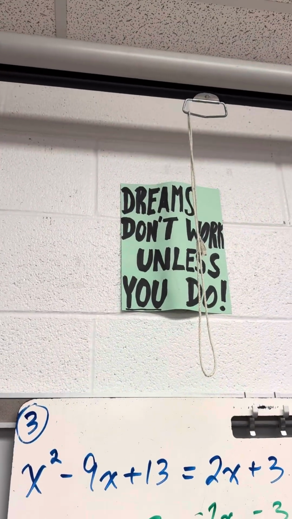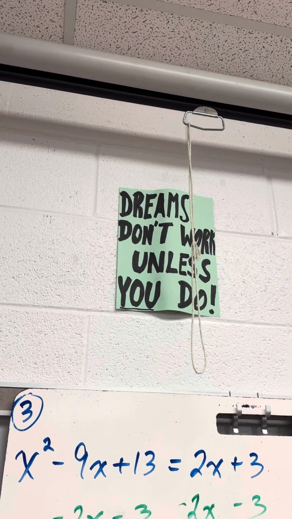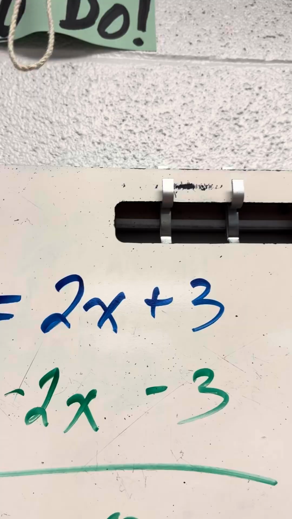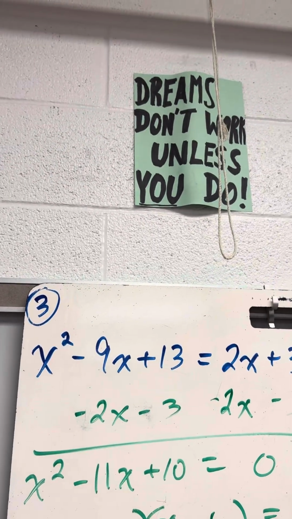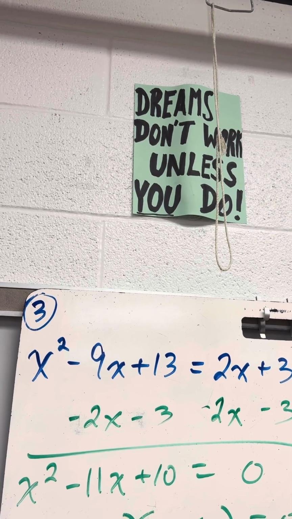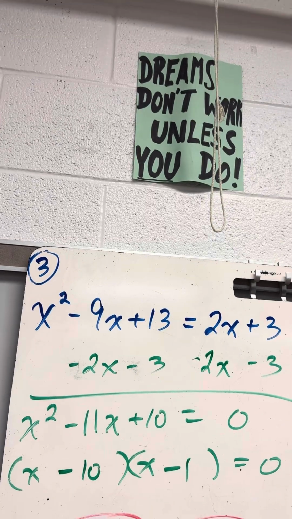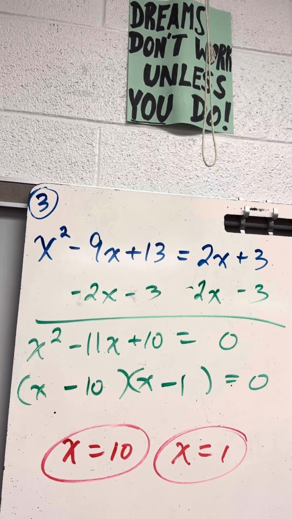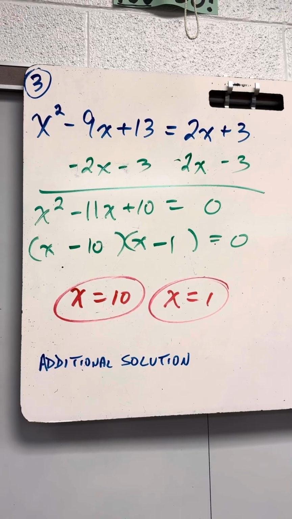X squared minus 9x plus 13 equals 2x plus 3. We're going to minus 2x to both sides and minus 3 to both sides, giving us x squared minus 11x plus 10 equals 0. You get x minus 10 times x minus 1, so x equals 10 and x equals 1. Again, don't forget to click additional solution on Delta Math.